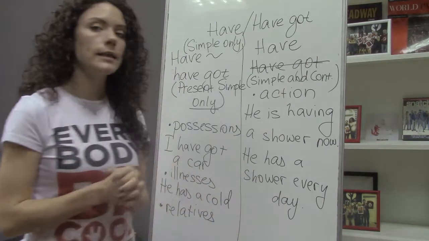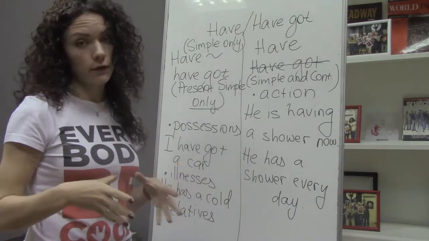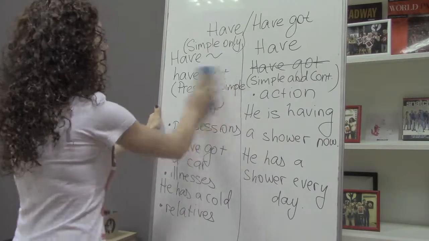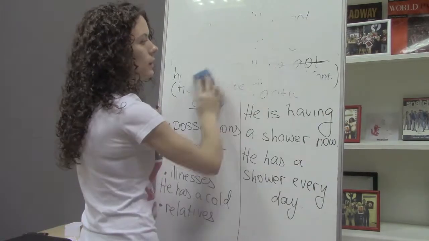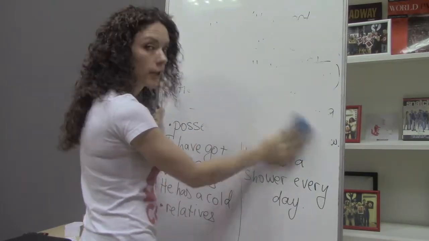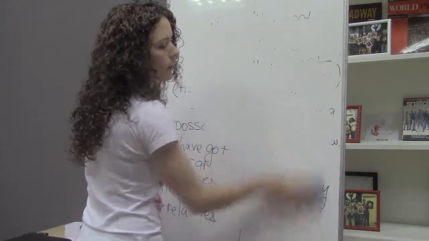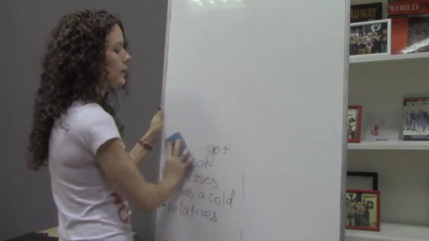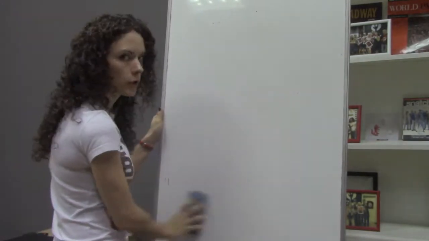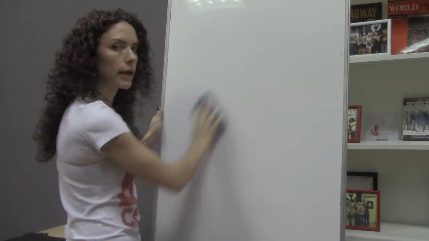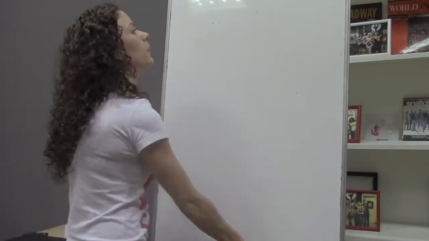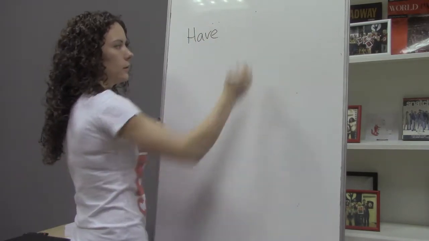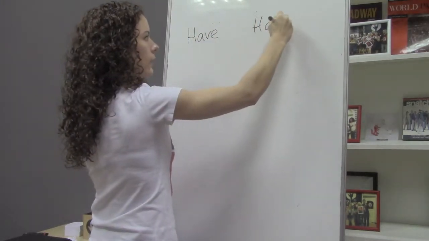Now let's take a look at the difference in the structures of have and have got. I'm going to erase this. You guys have already copied it, right? It's very important that you write everything down, because I'm going to ask all these rules next time. Now the difference in structures, have and have got.